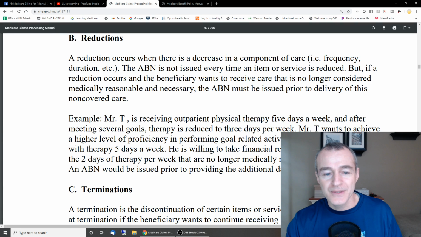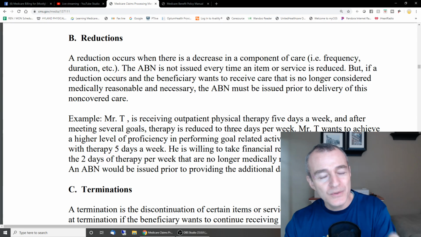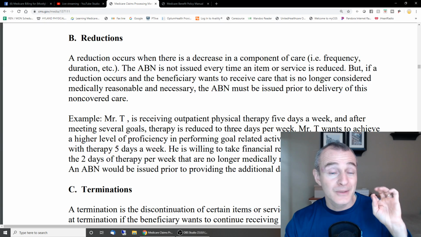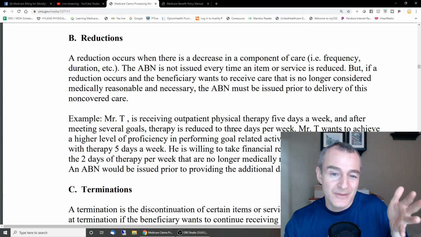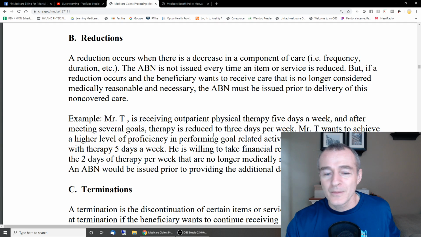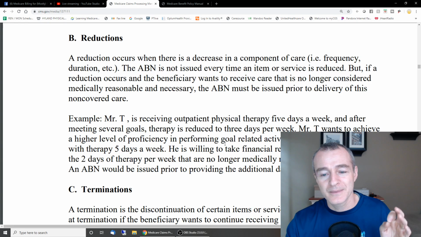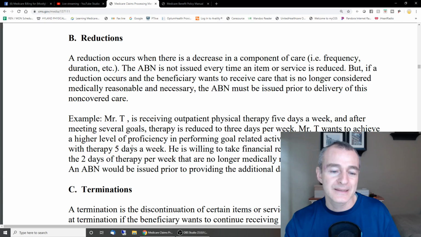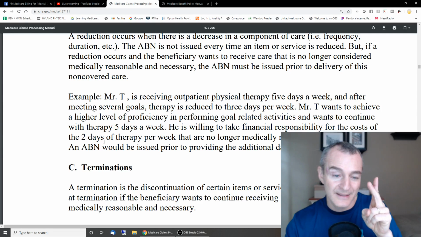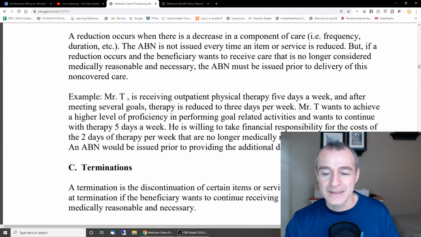Okay, so Mr. T, I love Mr. T, is receiving outpatient therapy 5 days a week, and after meeting several goals, therapy is reduced. Now, guys, if you know Fitz in our group, he uses this model very effectively. I would love it if he wants to share a Facebook Live on the topic because he's doing a great job with it. So Mr. T has achieved a higher level of proficiency in performing goals related to activities, and wants to continue to receive therapy 5 days a week. He's willing to take the financial responsibility for the cost of 2 days of therapy per week that are no longer reasonable and necessary. In this case, an ABN is issued.